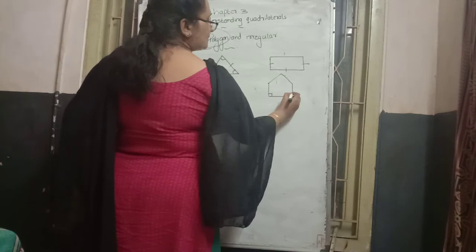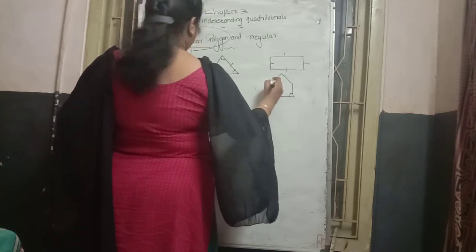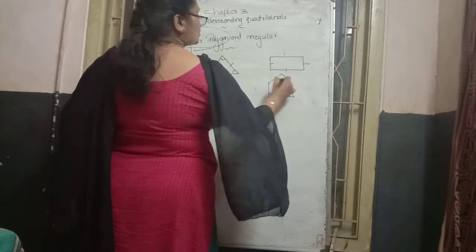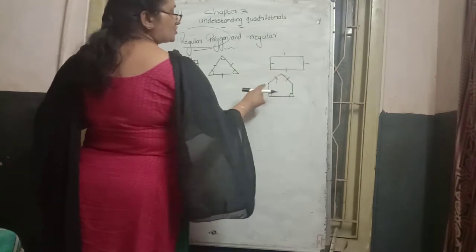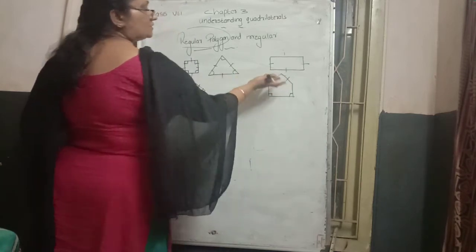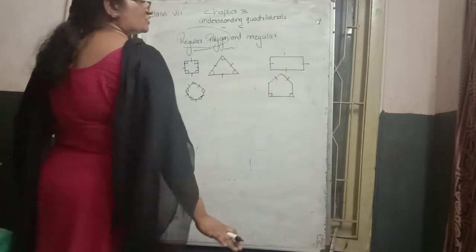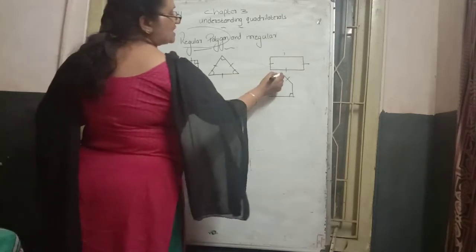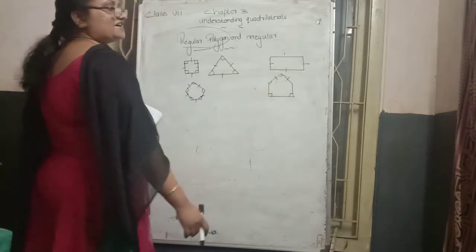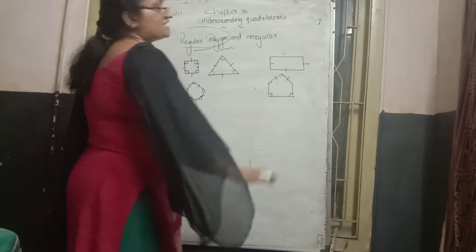Why? Because here it represents 90 degrees. Here these two sides only are equal. These two sides are not equal to this side. So the measurements of the different sides are different, and the angles here are also different. That's why we can say they are irregular.